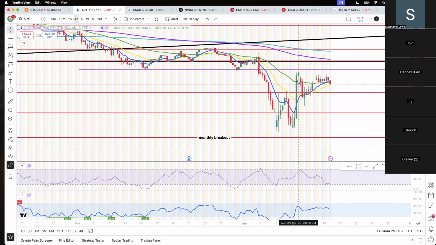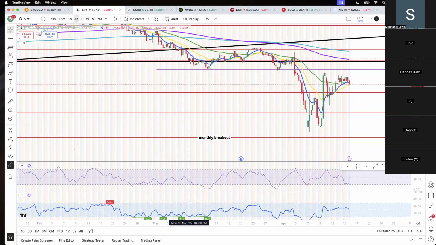Now, double bottoms are bullish signals, right? Especially a double bottom at support is a bullish signal. So it looks like, wow, SPY should be going higher, right? But remember, we have not reclaimed this level of 550, because you can see how important this level was. Every time we got to this level, we ended up bouncing, right?